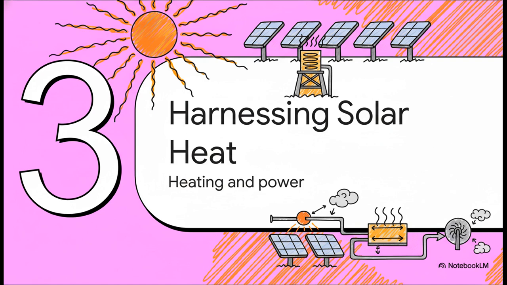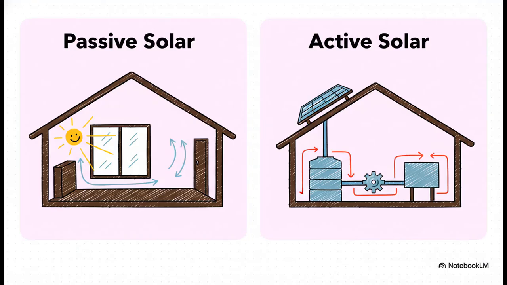But turning light into electricity isn't the only trick up the sun's sleeve. The second major technique is actually much more direct. We just harness the sun's thermal energy. Yep, it's heat. And this really breaks down into two main approaches.